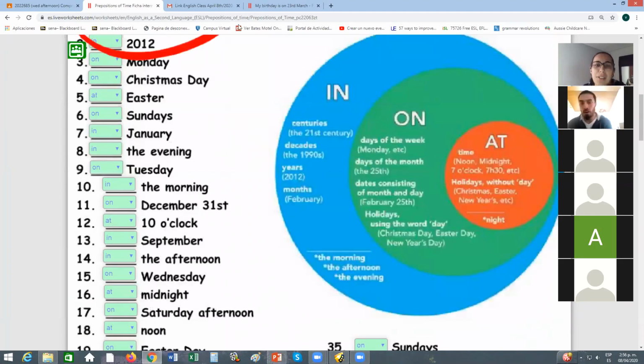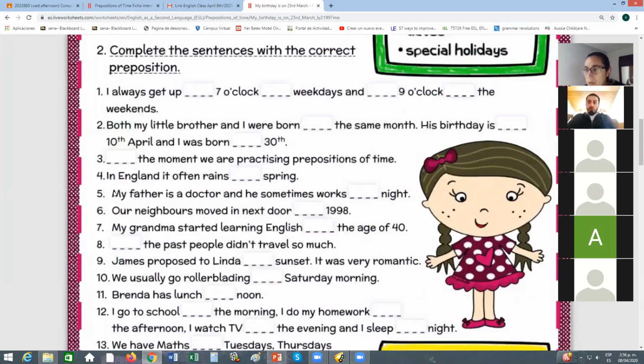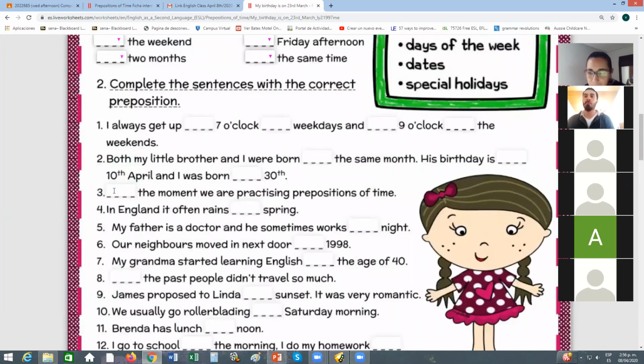Okay, let's complete longer ideas. We're going to complete according to the context. You have to identify and interpret the context. So we said, I always get up at 7 o'clock. Preposition? At. Okay, I always get up at 7 o'clock. Weekdays. On weekdays.